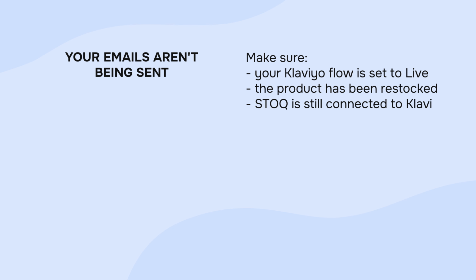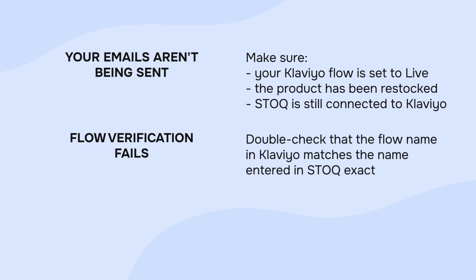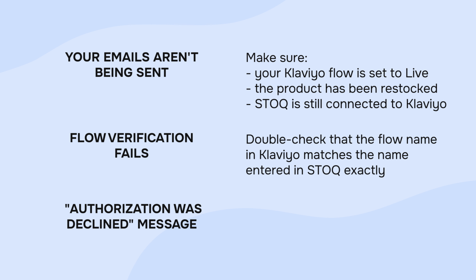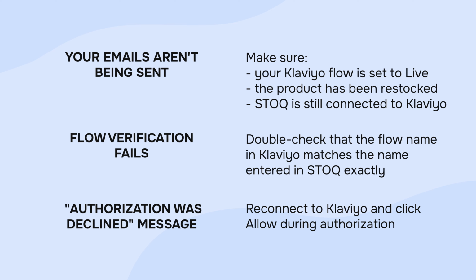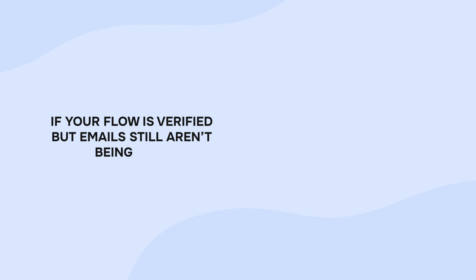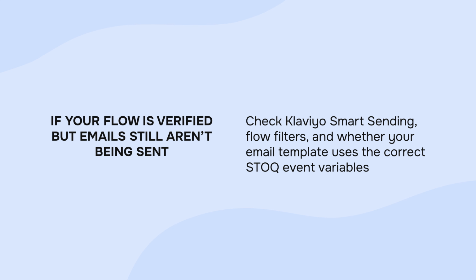Now, most of the time, everything works smoothly, but if your emails aren't being sent, make sure your Klaviyo flow is set to live, the product has been restocked, and STOQ is still connected to Klaviyo. If flow verification fails, double-check that the flow name in Klaviyo matches the name entered in STOQ exactly. And if you see an "authorization was declined" message, simply reconnect to Klaviyo and click Allow during authorization. If your flow is verified but emails still aren't being sent, check Klaviyo Smart Sending, flow filters, and whether your email template uses the correct STOQ event variables.